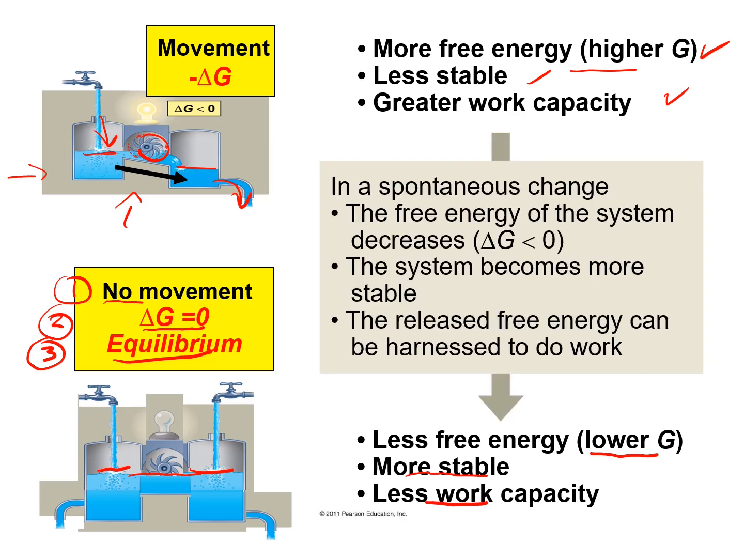So remember, in a spontaneous change, the free energy of a system decreases to be lower than 0. So this way it will be negative, and the system becomes more stable, and the release of energy can be harnessed to do some work.